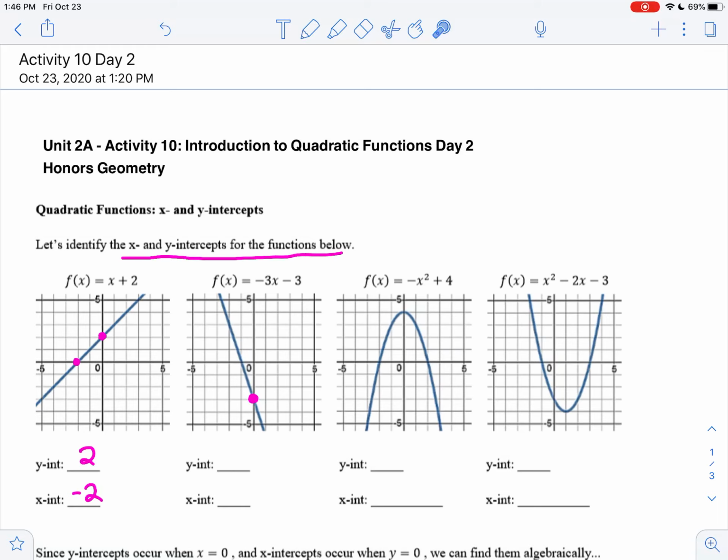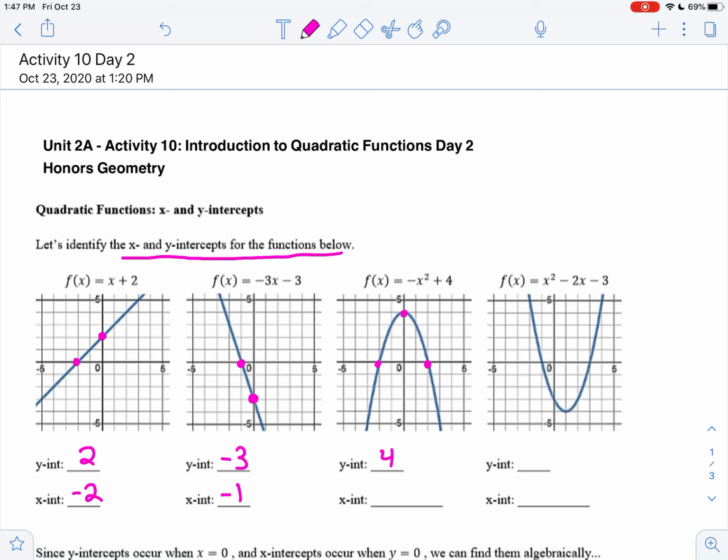In the next function, the y-intercept is -3. And remember, you also could find that from right there. That's the y-intercept. That's if you remember the b in the y equals mx plus b form. And then the x-intercept, well, that's right here. It looks like -1. So x-intercept, -1. Y-intercept is at -3.